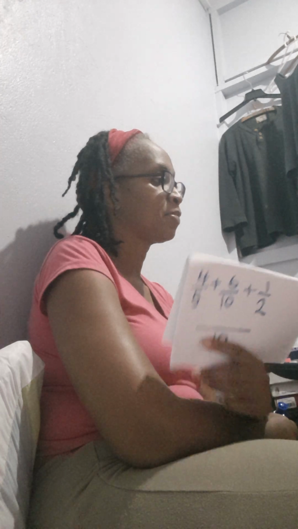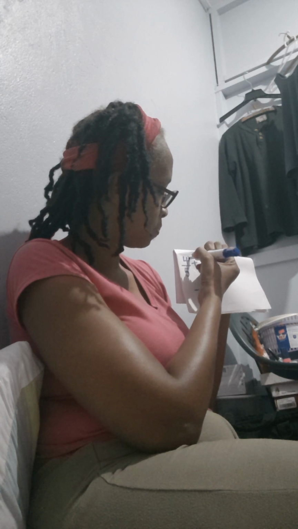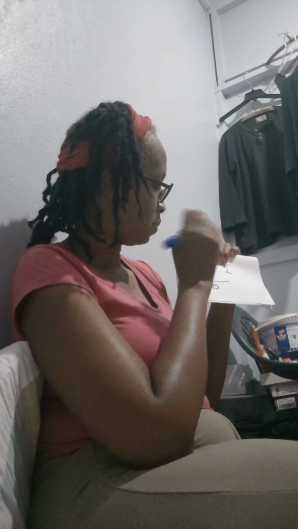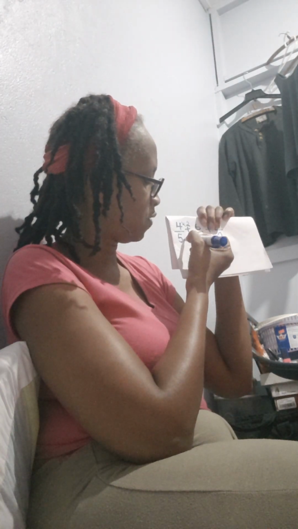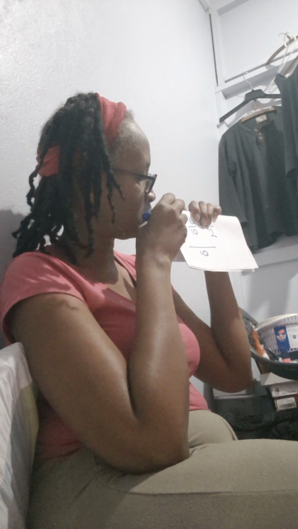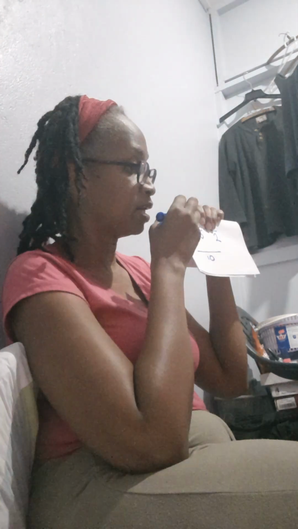Let's see. 10 divided by 5 is 2. So we take our 2 and put it up here. 4 multiplied by 2, because whatever we do to the bottom, we do to the top. So we know 5 multiplied by 2 gives me 10. I did that to the bottom, so I'm going to multiply the top by 2 as well. 4 multiplied by 2 is 8.